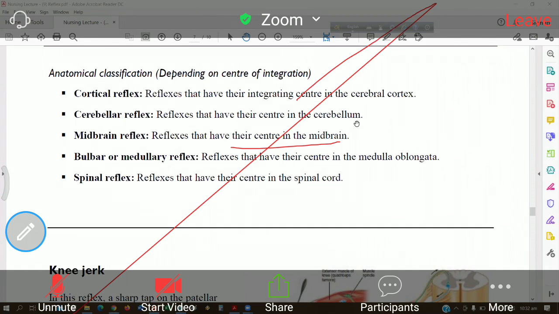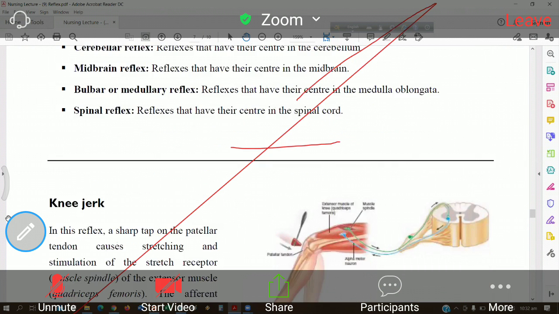In case of cortical reflexes, the sensory signals reach the sensory areas of the brain, and from there the signals are relayed to the motor areas of the brain, and motor signals are generated there. They're called cortical reflexes. In case of cerebellar reflexes, the reflexes are integrated in the neural connections in the cerebellar cortex, as well as the deep cerebellar nuclei. So depending on the site of integration, reflexes are classified in this way. This is called anatomical classification.